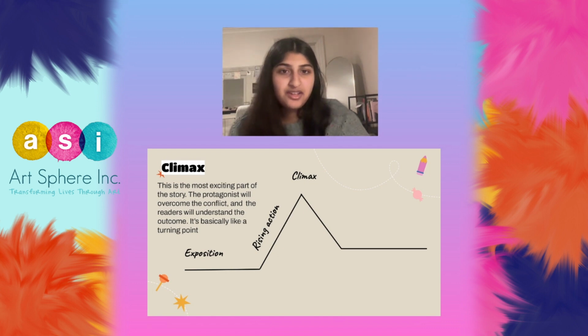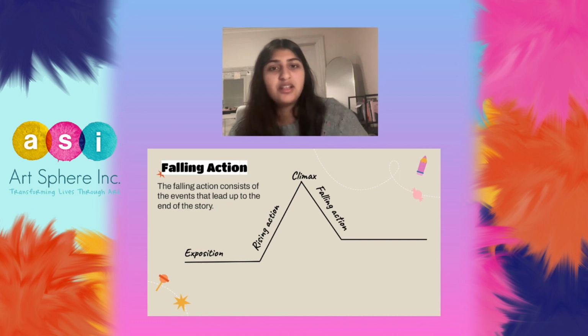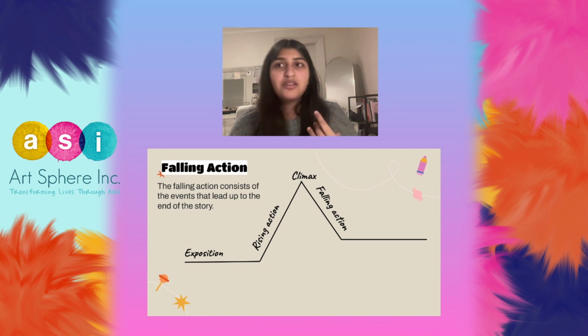Then it's the falling action, and it kind of consists of events that lead up to the end of the story, and it's after the climax. Say something really exciting happens in the climax, say the protagonist defeats the antagonist in a battle. The falling action will kind of be what happened after the battle, what were the last bits.